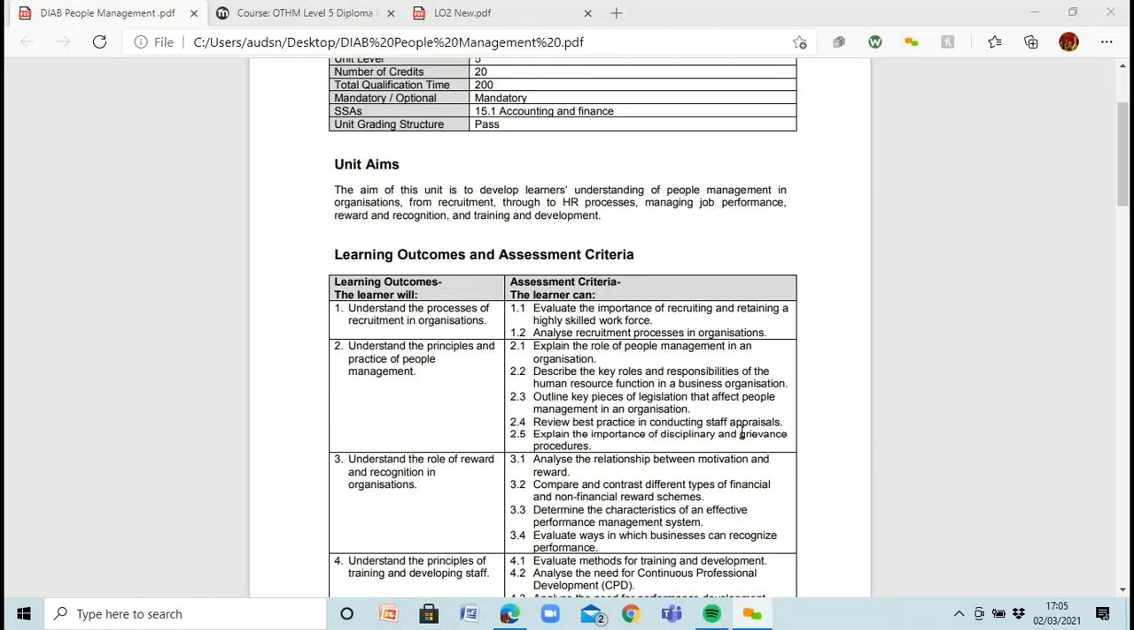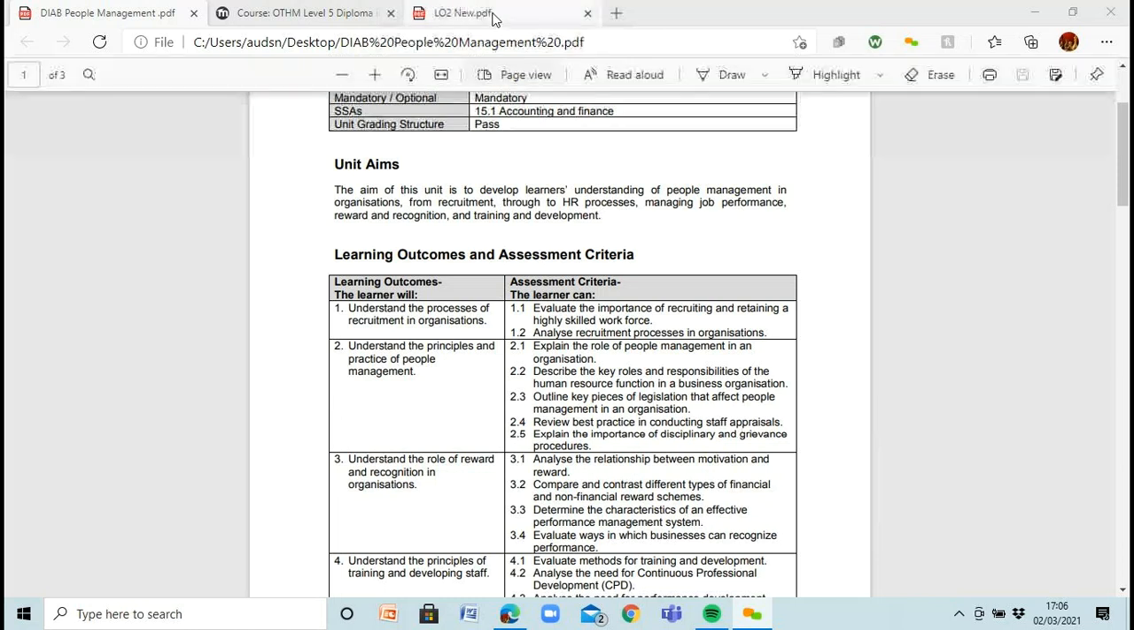2.1 is explain the role of people management in an organization. 2.2, describe the key roles and responsibilities of the human resource function in a business organization. 2.3, outline key pieces of legislation that affect people management in an organization. 2.4, review best practice in conducting staff appraisals. And finally, 2.5, explain the importance of disciplinary and grievance procedures.